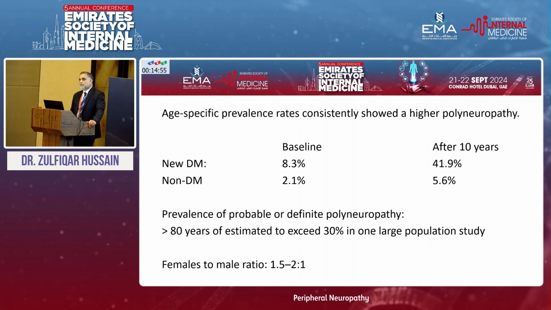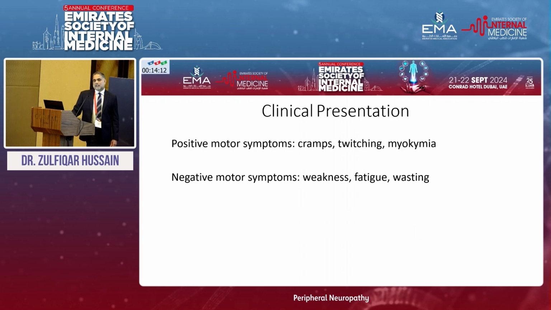What's the age-specific prevalence? The prevalence goes up as the duration of diabetes goes up. You can see it: if newly diagnosed, 8.3%; after 10 years, 41.9%. Also look at the control, that's only from 2.1 to 5.6. And as I said, in patients more than 80, it goes above 30% prevalence. Females, unfortunately, have more tendency as compared to males. That's another reason that the prevalence of peripheral neuropathy is increasing, given the population is aging more. What are the clinical presentations?